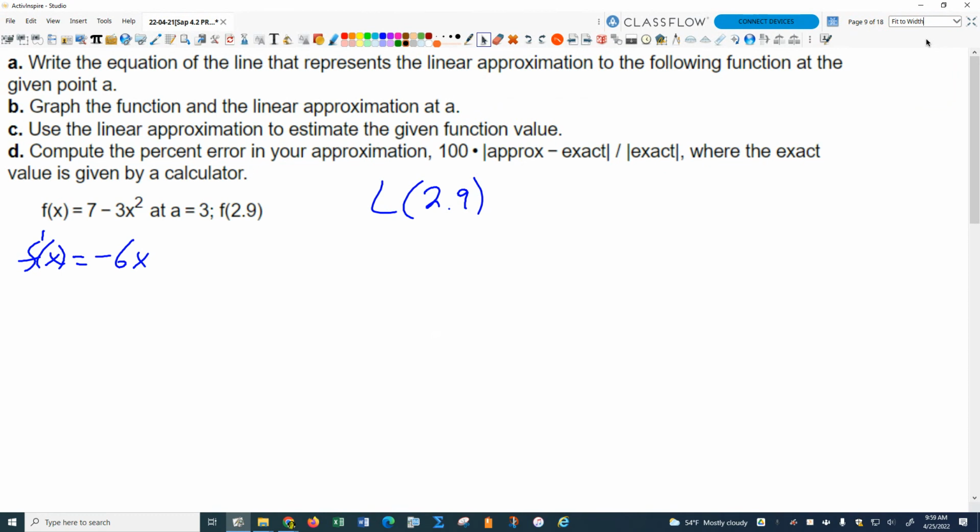Okay, let's look back at this linearization stuff real quick. So remember, the whole point of linearization is just coming up with a tangent line, right? We're just going to use the tangent line to model the curve close to the point of tangency.